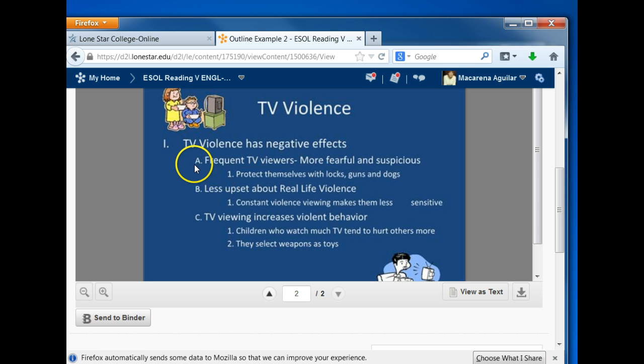So you see here that I've used the capital letter A for the major detail, number 1 for the minor detail. Look at the next one. The major detail is with the capital letter B, less upset about real life violence, and then a minor detail with the number 1. And you can look at C, it's the same thing. So this is what an outline would look like. Now, why would you want to make an outline when you're writing? When you go back to studying, having the outline just helps you to go faster through the text instead of having to read the whole thing over again.